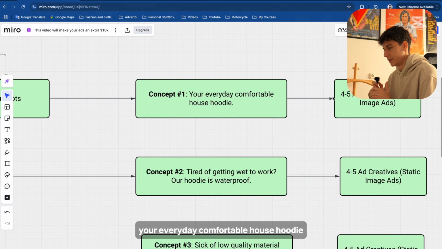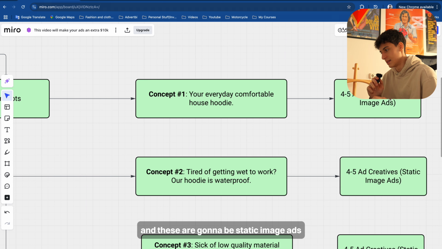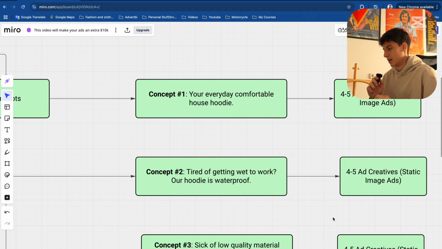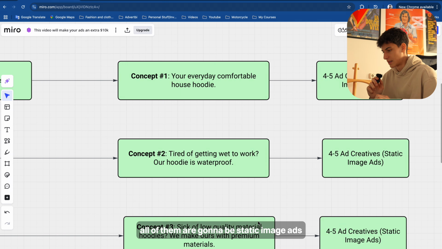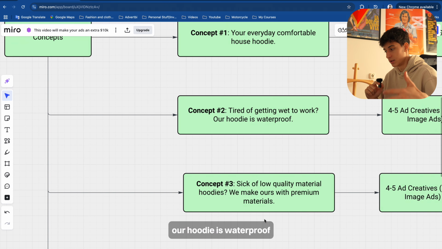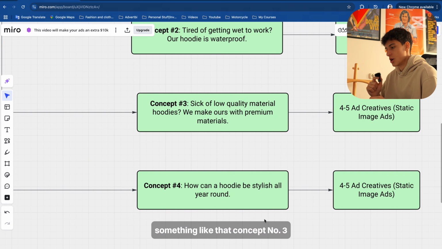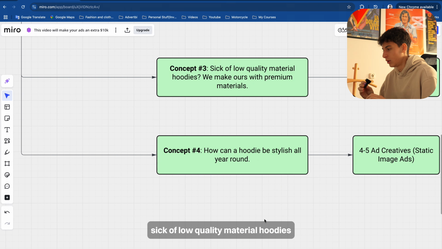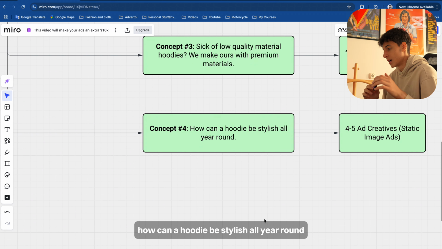Concept number 1, your everyday comfortable house hoodie. You want to have 4 to 5 ad creatives, and these are going to be static image ads. All of them are going to be static image ads. Concept number 2, tired of getting wet to work because of the rain, or hoodie is waterproof, something like that. Concept number 3, sick of low quality material hoodies. We make ours with premium materials. And then concept number 4, how can a hoodie be stylish all year round?